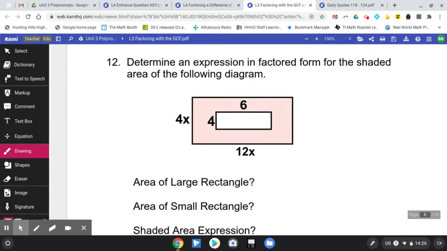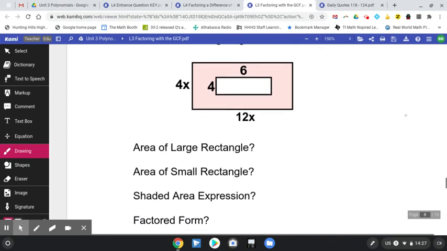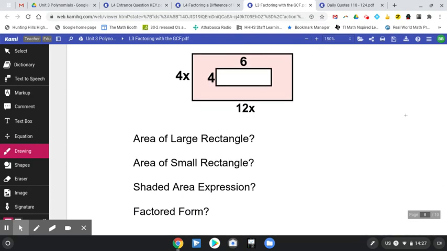Welcome back, everybody. So this is at the very end of our Lesson 3 examples, and it's just another application type of question. We've done these questions before where you have to find the shaded area. And now what we're going to do is take it one step further. Once we get our answer, then we are going to take our answer and we'll write it in factored form. So this one leads us through our process a little bit.